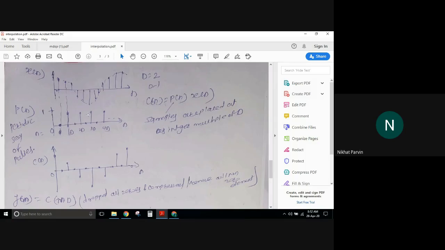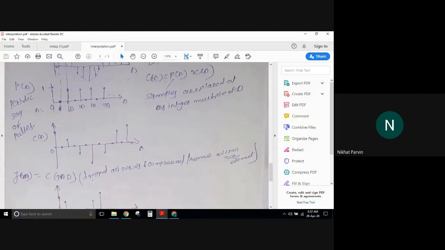In the same way you go on multiplying this sequence with this. What you can observe, if you compare x of n with c of n, is that you got almost the same shape. The only thing is that you have reduced the number of samples. You have dropped the samples in between, or you can say you have removed all the non-zero elements.